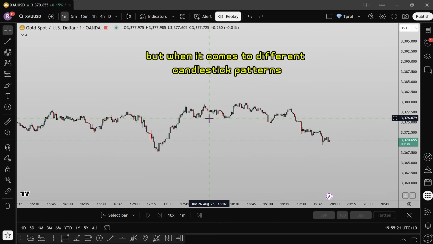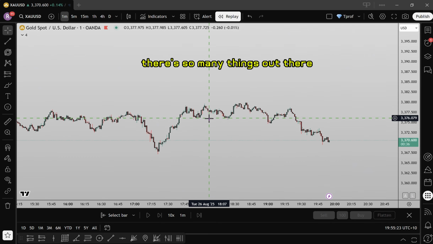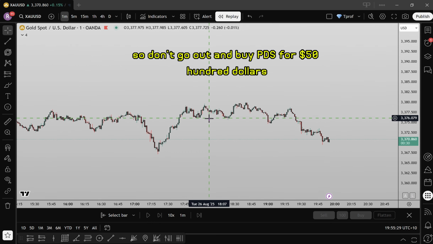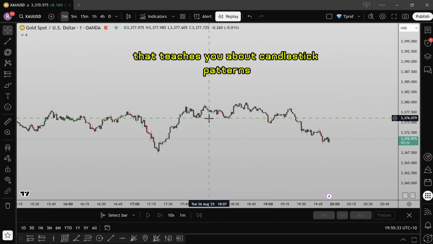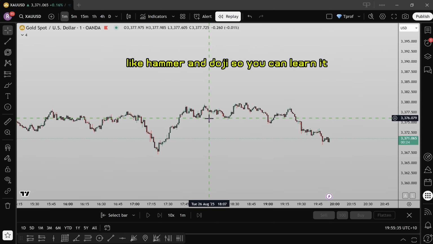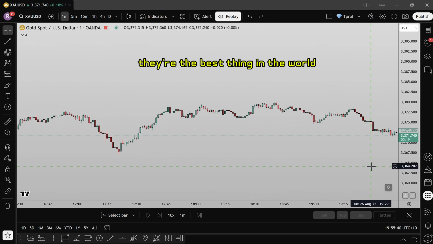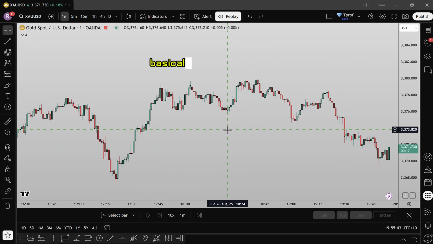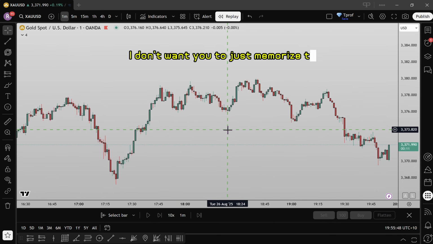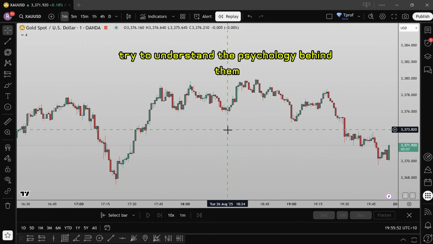But when it comes to different candlestick patterns, there's so many things out there, and they don't work every single time. And most of it, they're just milking it. So don't go out and buy PDFs for $50, $100 that teach you about candlestick patterns like Hammer and Doji. You can learn it, but just don't think they're the best thing in the world. Don't spend money on it, basically. Have an idea about it, but don't spend too much money on it. I don't want you to just memorize the patterns either. Try to understand the psychology behind them.